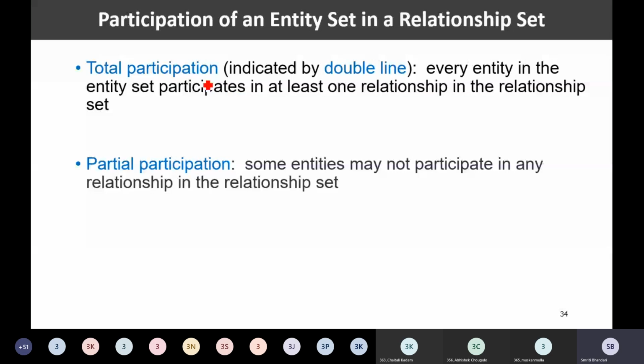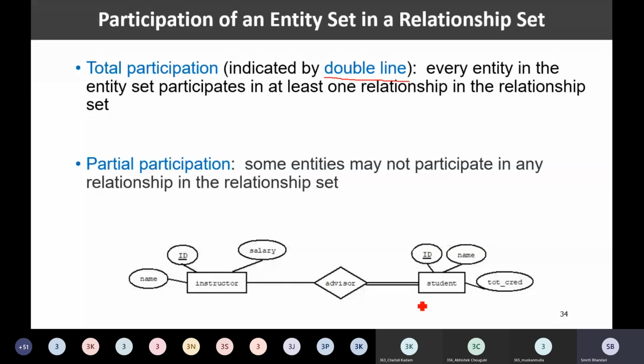And what is partial participation? Some entities may not participate in any relationship. Some entities are not involved in any of the relationships in the relationship set. If this is the case, then we say that it is partial participation. In the ER diagram, if we would like to depict total participation, then we make use of a double line.